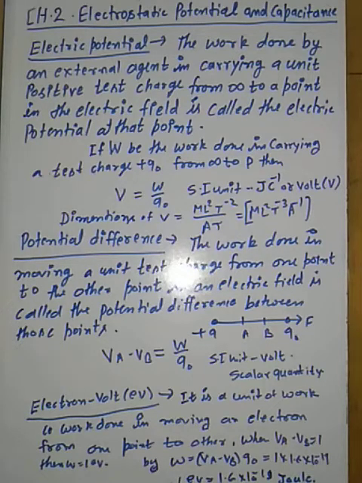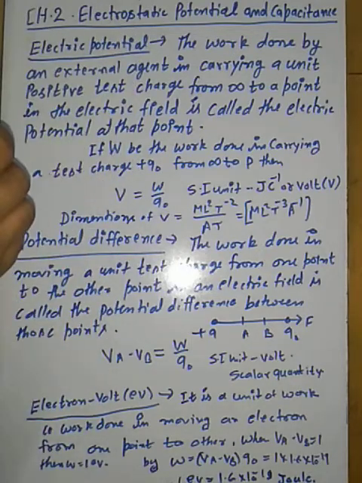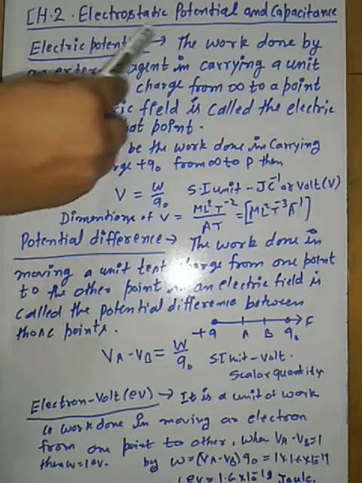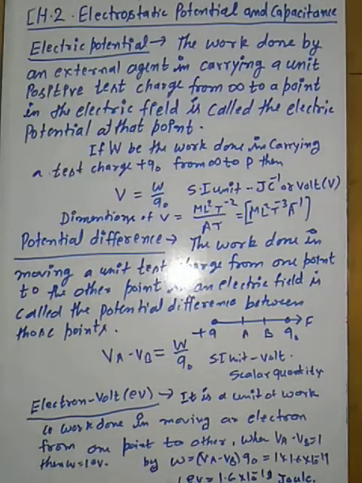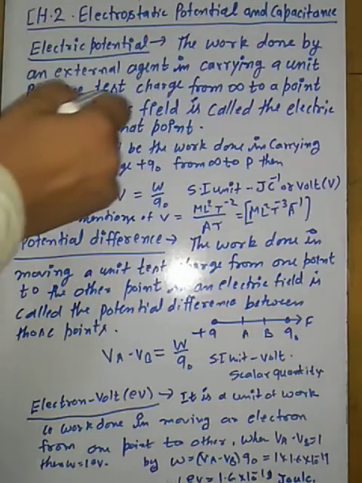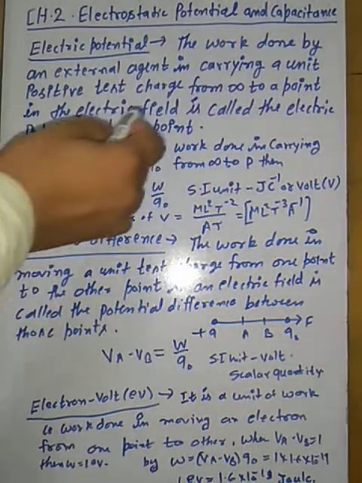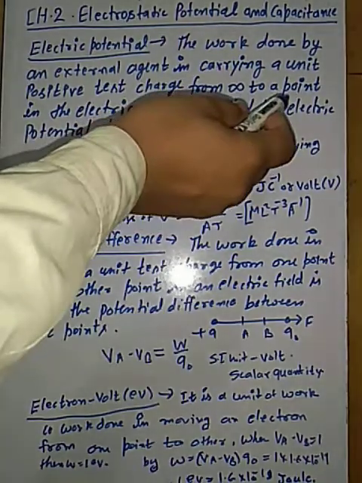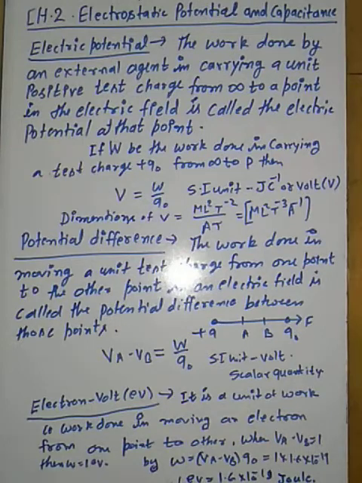First of all, I want to explain what is electric potential and what is potential difference. Electric potential is the work done by an external agent in carrying a unit positive test charge from infinity to a point in the electric field is called electric potential at that point.